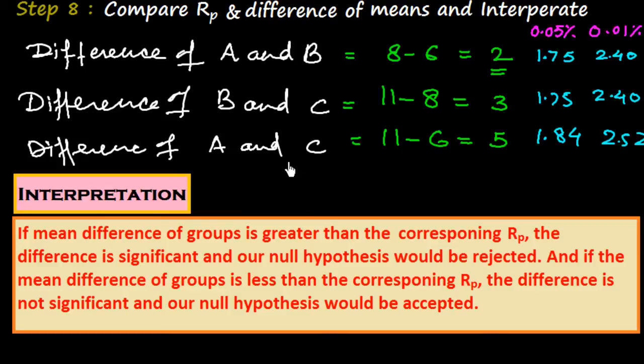And here you see A and C, the mean difference is 5, which is greater than 1.84, the value of RP at 5%, and 2.52, the value of RP at 1%. So it is greater than both, and our hypothesis is rejected because the difference is significant. So only at one place, at 1% for A and B, there is no significant difference. It is accepted only at 1% for A and B, and for all the other parameters it has been rejected. So thank you.